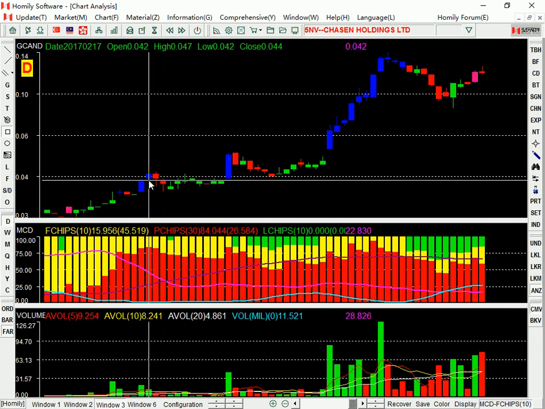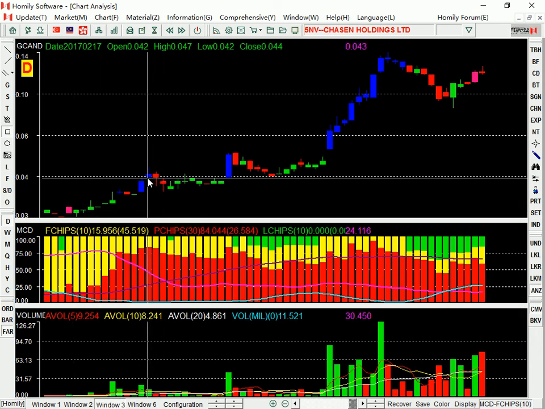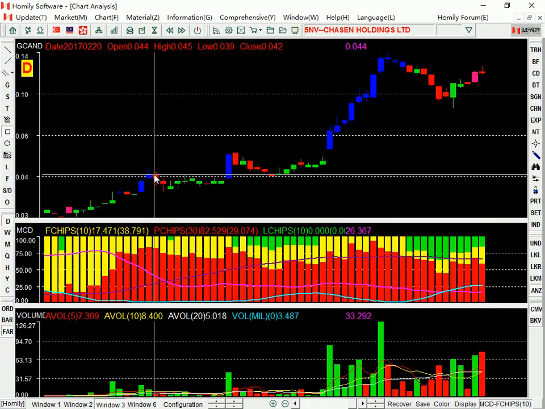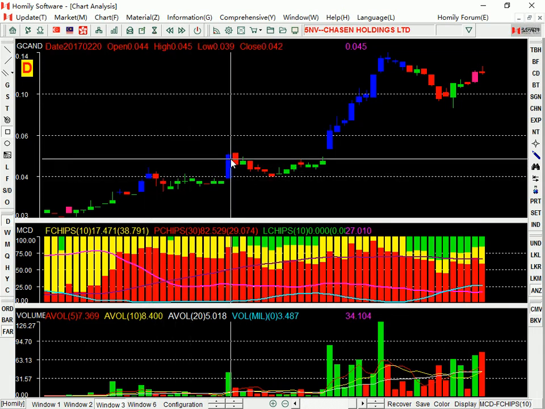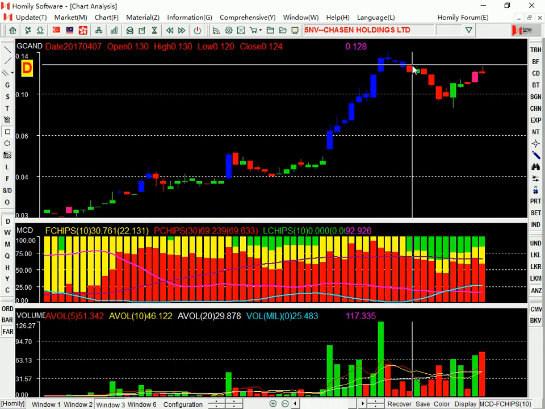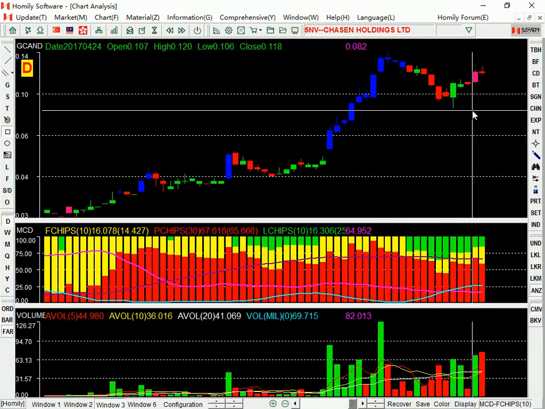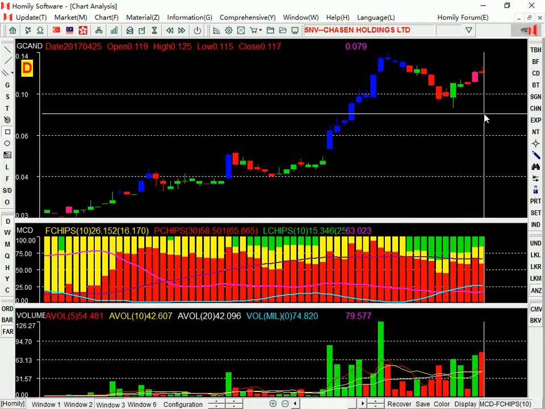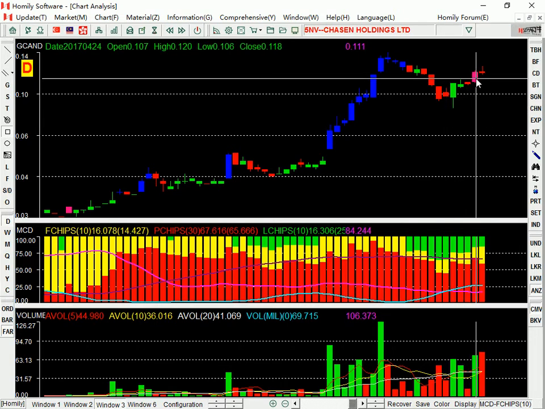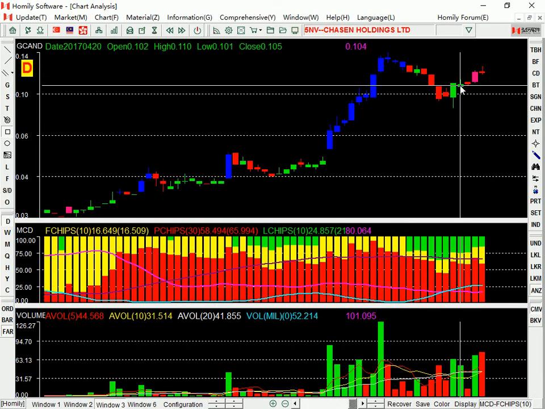If you see the blue signal disappear, it is the sell point for short-term trading. So here is the sell point. Here is the sell point for short-term trading. But if you look at today's volume, it's higher than yesterday, and the price over there. So if you see the pink candlestick, this is the turning point.